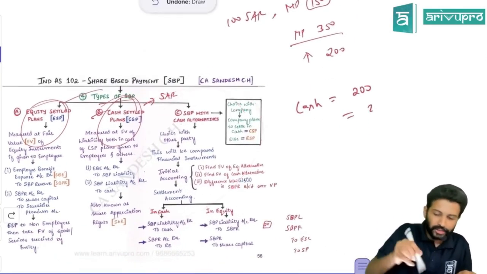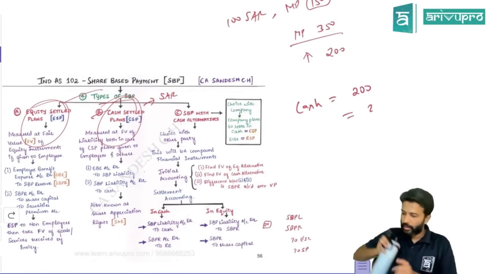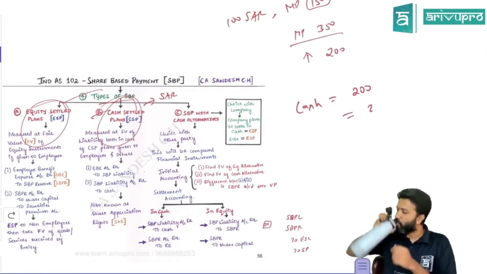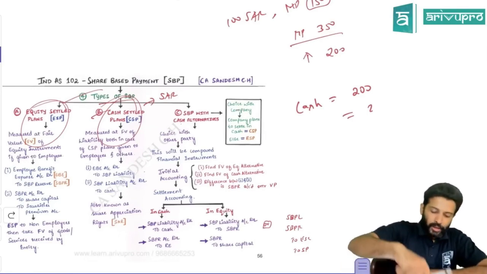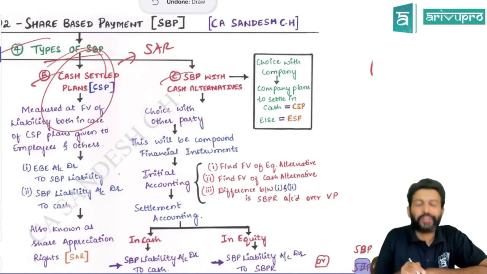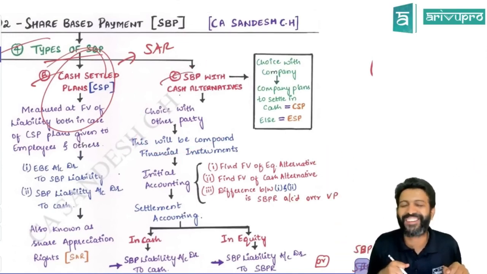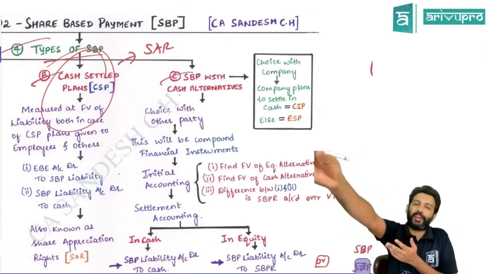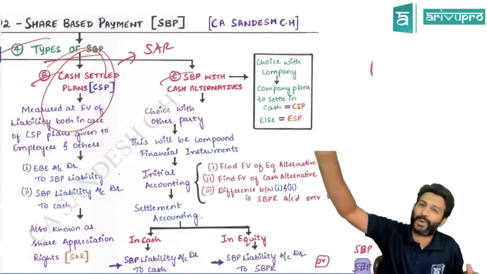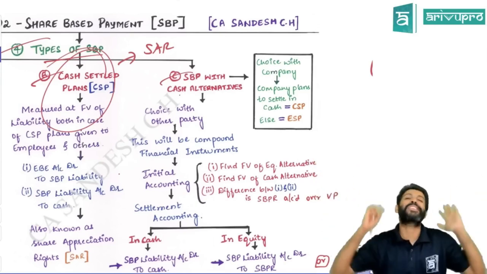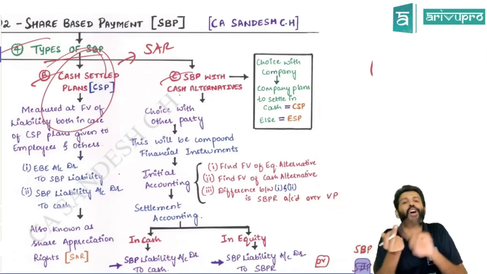Next is the equity settled plan with cash alternative. So here what will happen is we'll give an option to the employee. The company is so nice that they are giving an option to employees. Hey employee, take equity shares if you want, or take cash if you want. Whatever you want to take, you take. If employees want, they can take cash, or if they want, they can take shares.